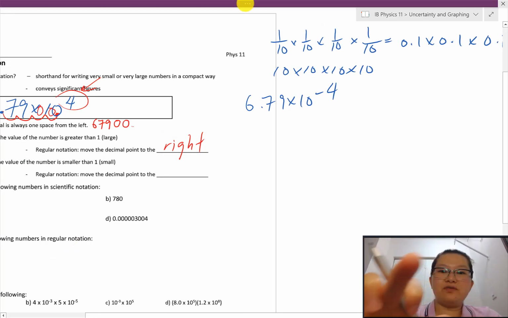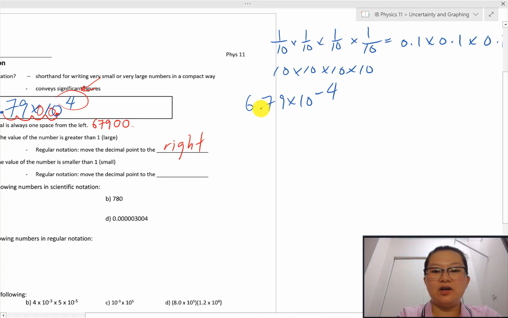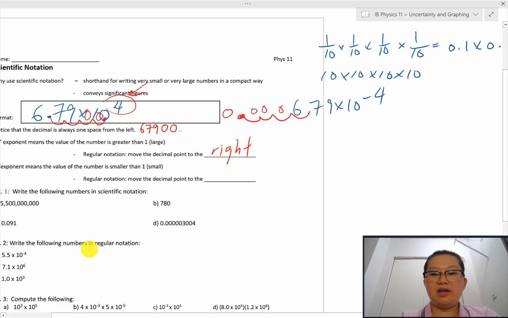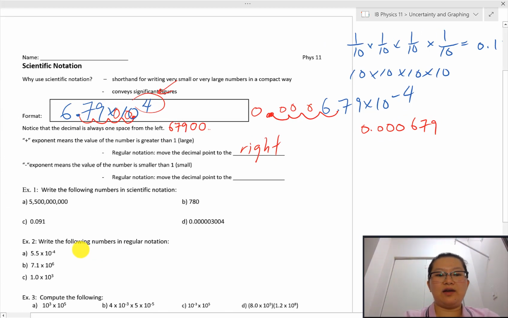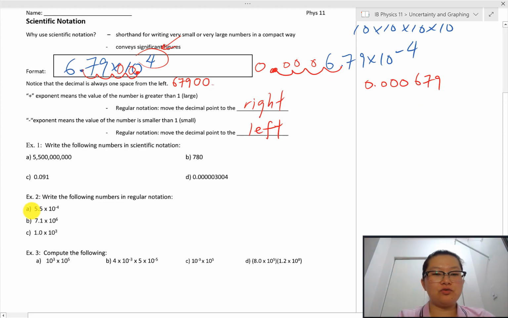So I need to move this decimal in a way to make my number smaller, and that's moving it to the left. So that's 1, 2, 3, 4. So if my decimal place is there, I need to fill these empty gaps with zeros, and that is my new number. Writing it out, I get 0.000679, okay? So that is a negative exponent moving the decimal point to the left to get your actual number, okay? So this allows us to do question 2.